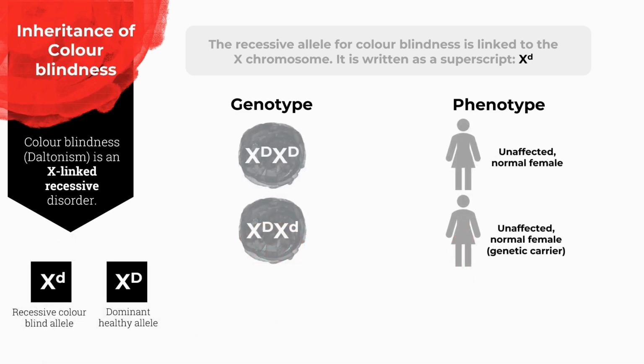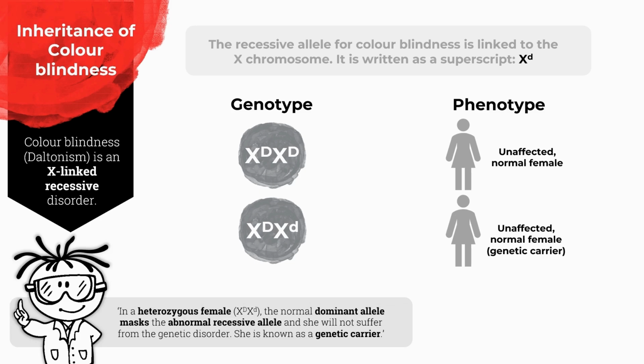However, females have an extra X chromosome that can help mask X-linked recessive disorders. Here you can see that an unaffected normal female can occur in two ways. Either she has two dominant alleles linked to her X chromosomes, or she carries an abnormal recessive allele on one X chromosome, while the other X chromosome carries a normal dominant allele. This normal dominant allele will mask the abnormal recessive allele, and she will not suffer from the genetic disorder. She is known as a genetic carrier. Although a female may be a genetic carrier for an X-linked recessive disorder, she is phenotypically normal or unaffected.